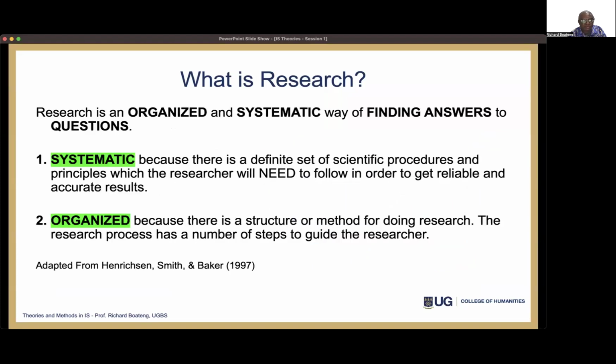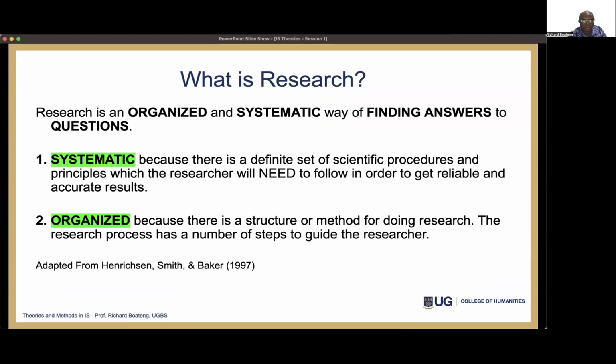We define research for this particular course as an organized and systematic way of finding answers to questions. Now, the reason why this research definition is important is that it brings out some of the key building blocks of every research activity, and the previous one doesn't actually cover that. Most people know research to be just an investigation, but it goes beyond that. Research is an organized and systematic way of finding answers to questions.